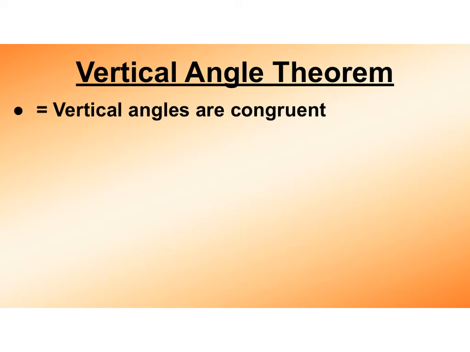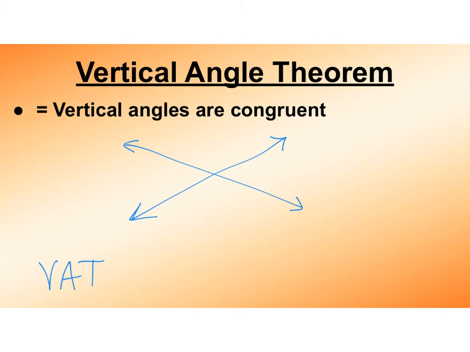The vertical angle theorem. We have another abbreviation for this because we're going to use it a lot, VAT, and it says the vertical angles are congruent. So this is our picture of 2 intersecting lines, and however they intersect, they're going to create this X. And if I put in angle 1 and angle 2, those are vertical angles. They're across from the vertex. Those are going to be congruent. So angle 1 is congruent to angle 2, vertical angle theorem.